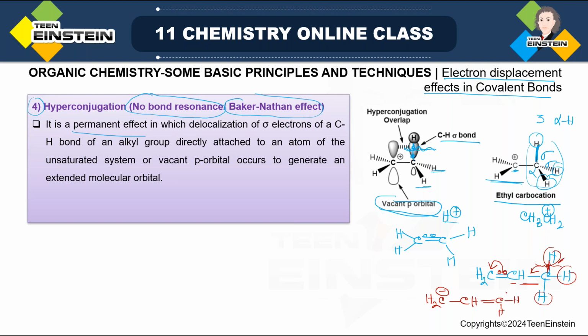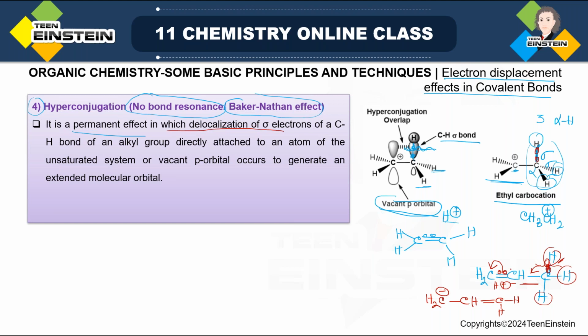And this H, it is present like this. So see, it is not just possible in case of a positive charge, but it is also possible if a CC double bond, that is unsaturation, is present. Now look at this definition. It is a permanent effect in which delocalization of sigma electrons of the carbon-hydrogen bond. So which sigma electrons? These sigma electrons, right?